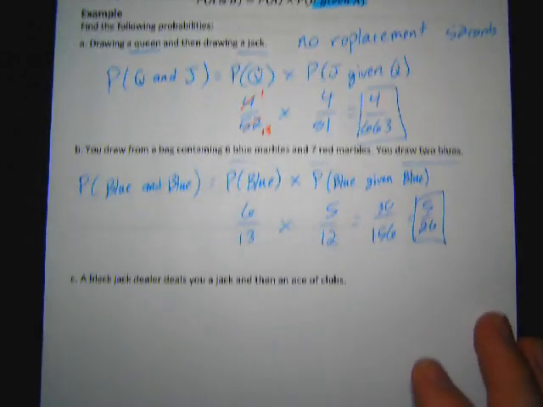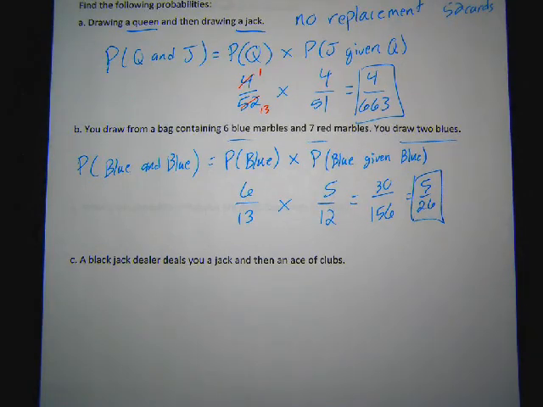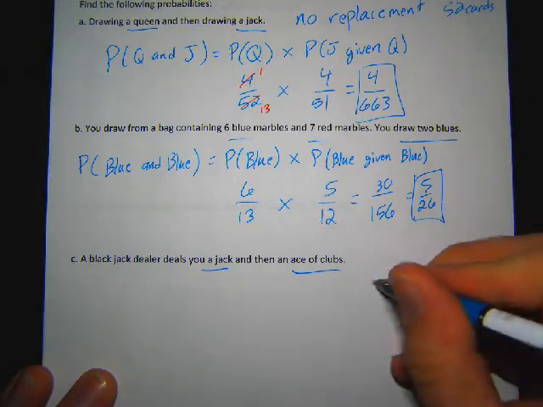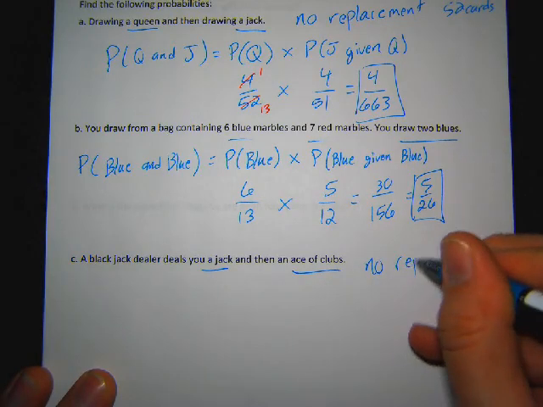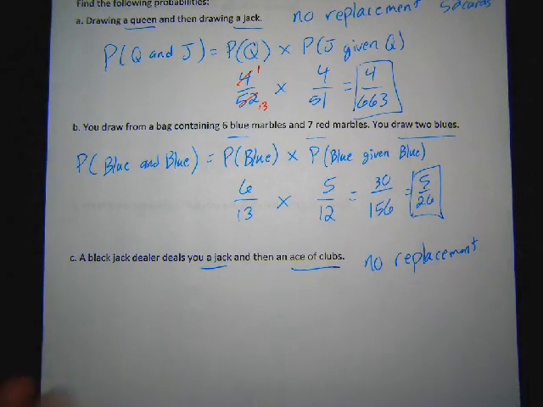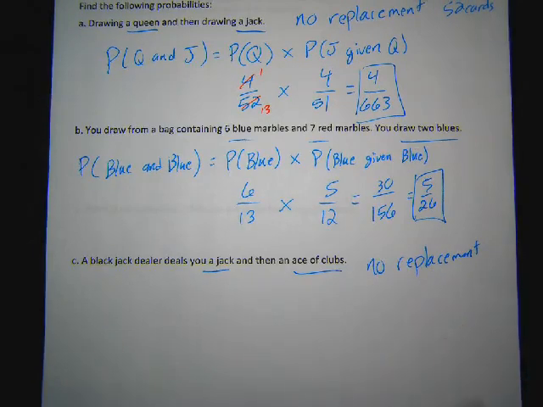Okay, one more. Blackjack dealer deals you a jack and then an ace of clubs. You're trying to get a jack, ace of clubs. There's no replacement. Right? This is what's important here, is there's no replacement. It'll be pretty obvious on the test. I'll mention that there's replacement or no replacement, so you'll know if it's dependent or independent. Again, no replacement means that it's dependent, and you have to worry about how things change.